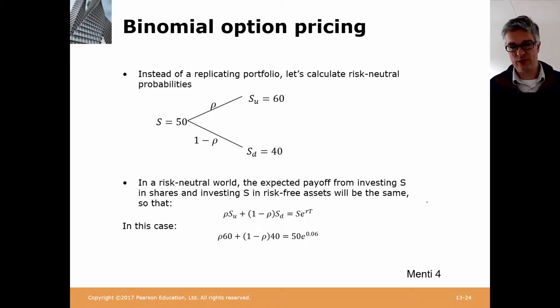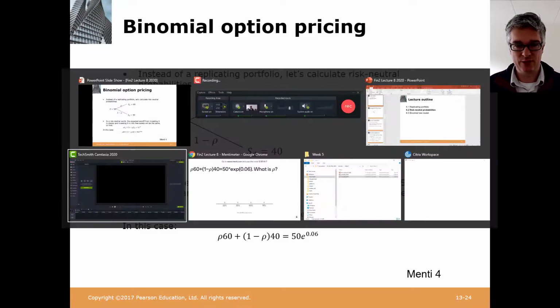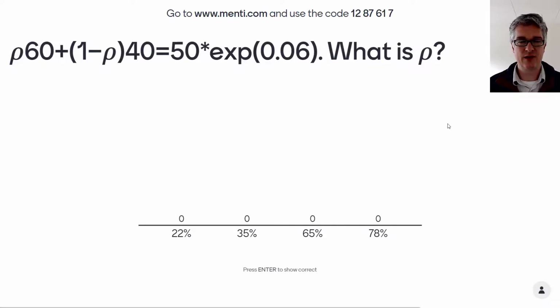So if those two are equivalent, and in a risk-neutral world they have to be equivalent because investors don't care about risk, so whether they're investing in this risky stock or in this riskless bond should be exactly the same to them, then we can calculate, hey, what is this risk-neutral probability, so the probability of going up in a risk-neutral world. And for that I'm going to let you guys calculate it in Mentimeter. So if we have this one equation, one unknown, what is rho? I'll give you a moment to pause me.